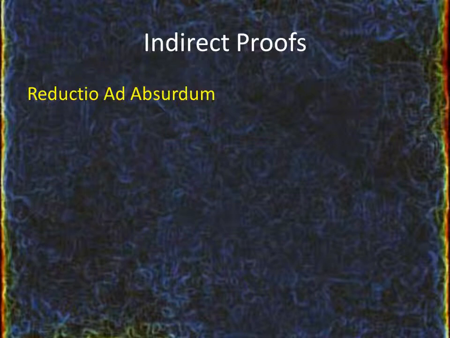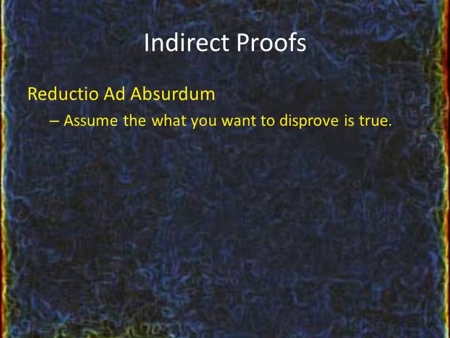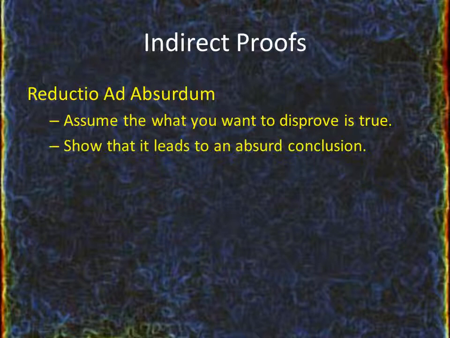So first up, we're going to be talking about indirect proofs, or what's called a reductio ad absurdum. In a reductio, what you do is you assume just the opposite of what it is you want to prove true. So you assume that what you want to disprove is true. Then you show that if what it is you want to disprove is true, it leads to some sort of absurd conclusion.